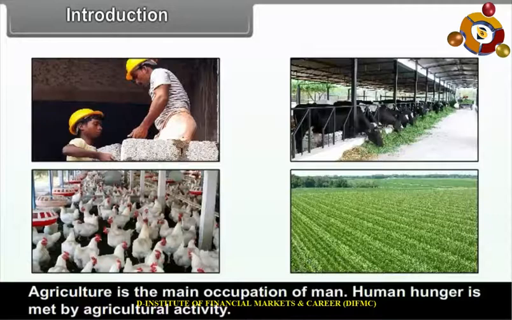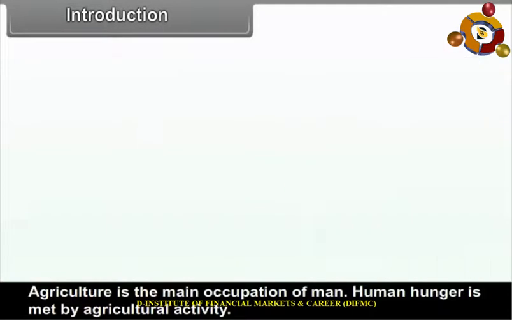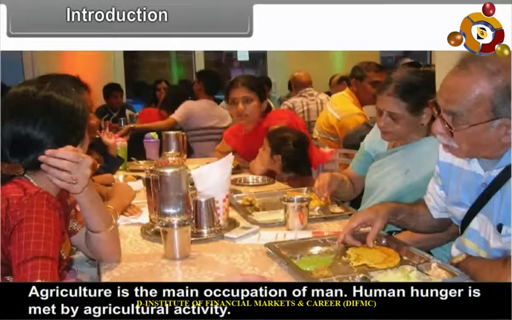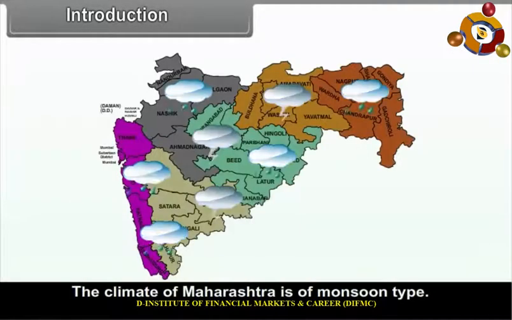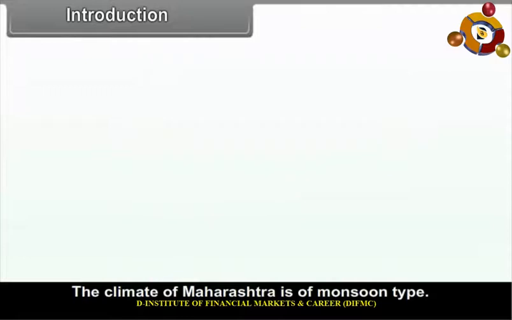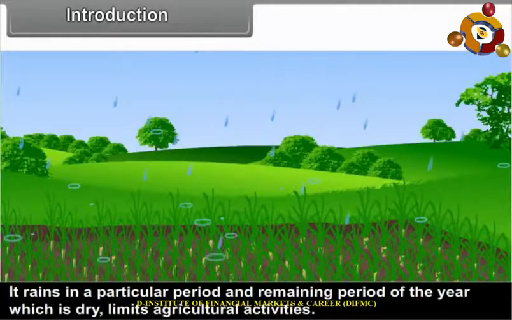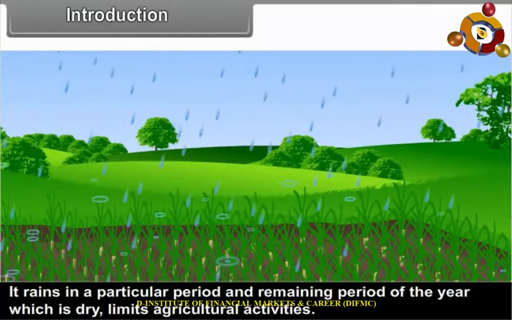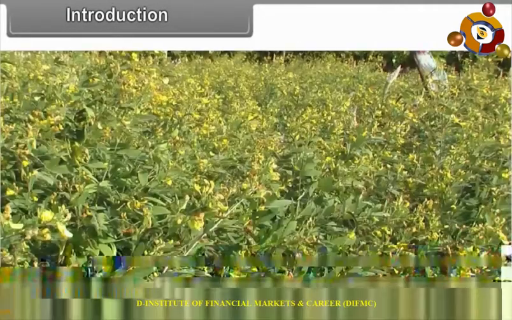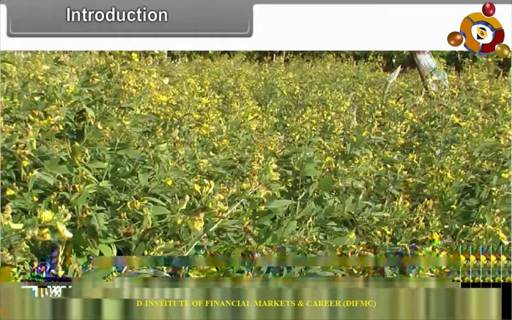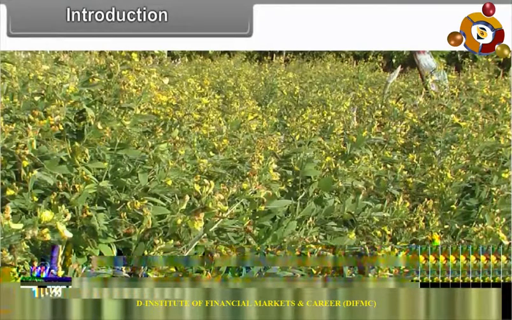Agriculture is the main occupation of man. Human hunger is met by agricultural activity. The climate of Maharashtra is of monsoon type. It rains in a particular period, and the remaining period of the year, which is dry, limits agricultural activities. In Maharashtra, we have two different seasons of cultivation.